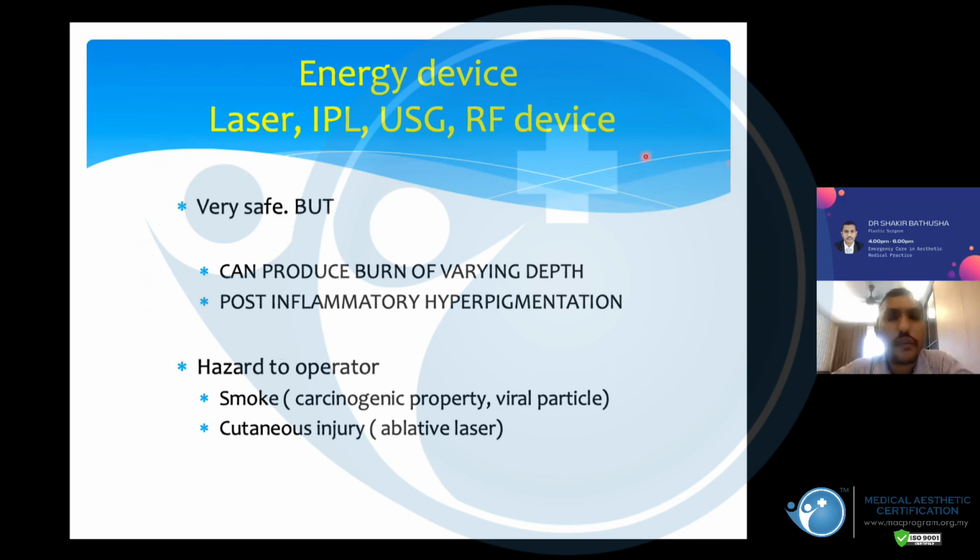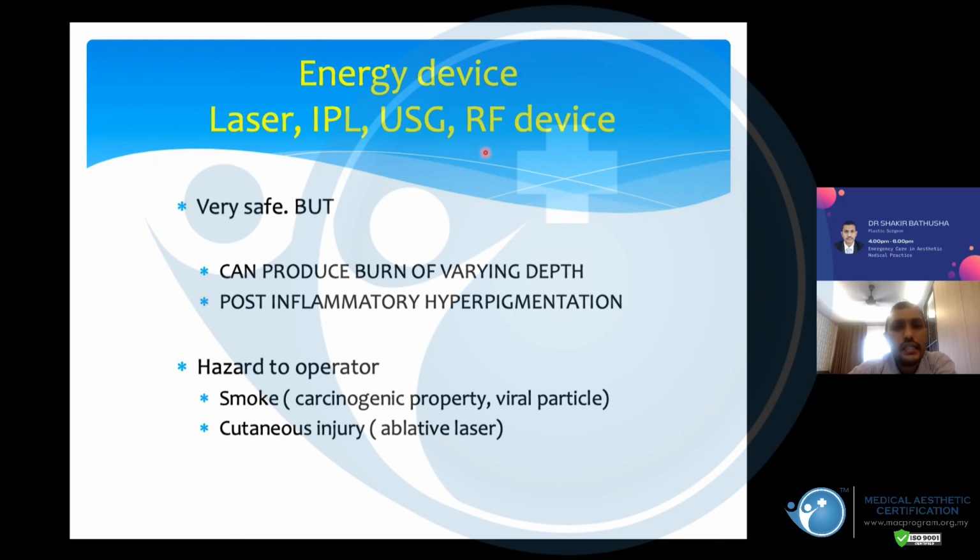This is the bigger market on devices. You have lasers, intense pulse light, ultrasonography, radio frequency devices, which are available in practically all the aesthetic clinics and established aesthetic practitioners. They are fairly very safe, but you cannot rule out that complications do happen if you do not use them properly.